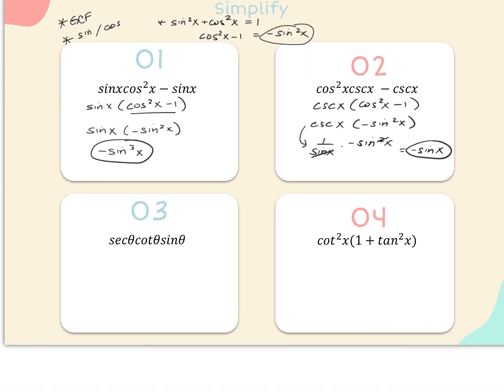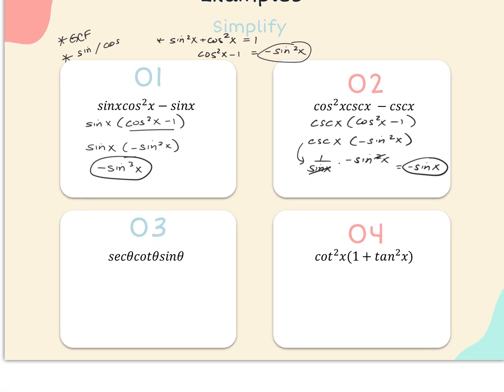3 and 4 are a little bit more obvious what you need to do. In 3 and 4, we're multiplying secant, cotangent, and sine of theta.